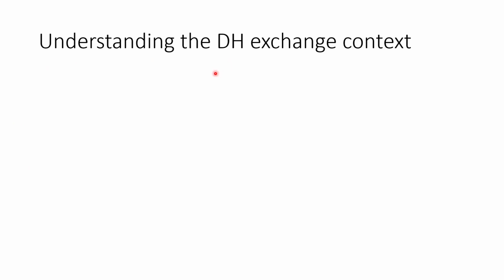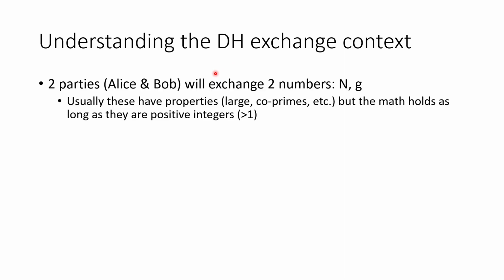So now we want to understand the Diffie-Hellman exchange context. So again, I assume that you're familiar with it, so I'm not going to go into detail about its process, but in general, two parties, Alice and Bob, will exchange two numbers. So these we'll call n and g. And usually these have the properties that they're large, coprime, etc. for the extra security, but the math holds as long as they are positive integers, so they could be anything, and the math will give us the same answer.